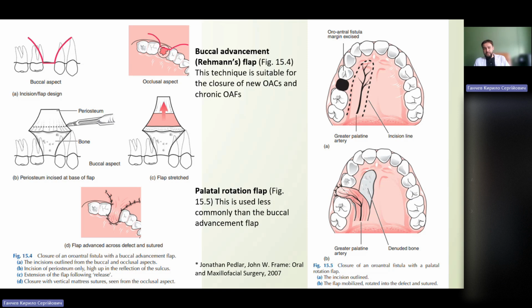It's absolutely not high-tech maxillofacial surgery. You can do that without any problems, at least if you have some skills for that, okay? But still, it's possible.